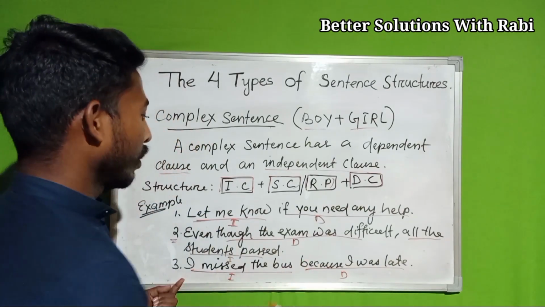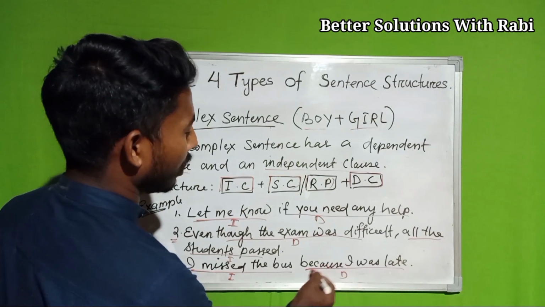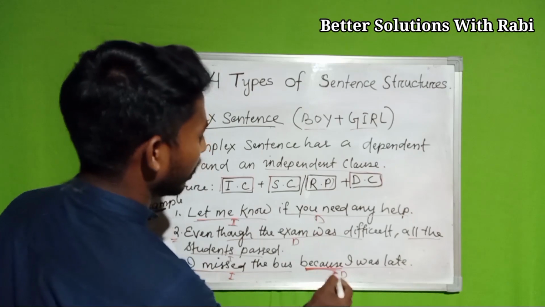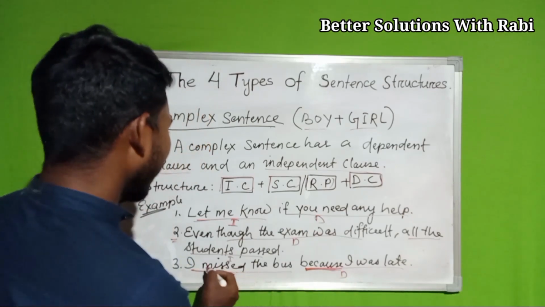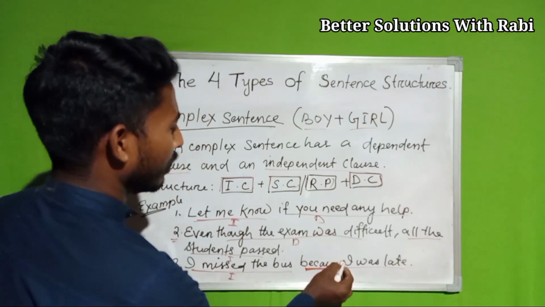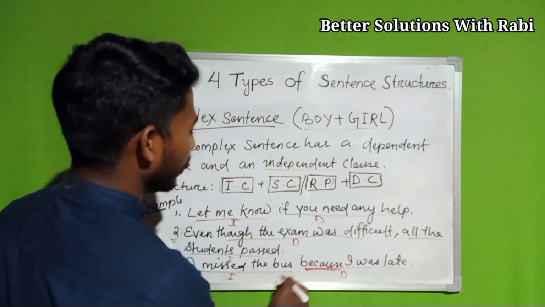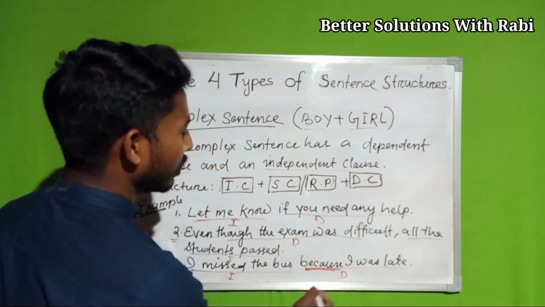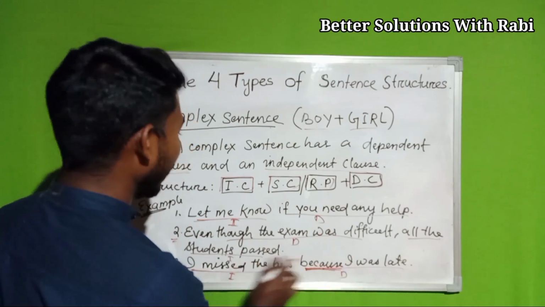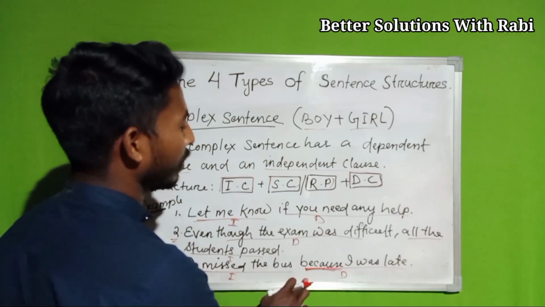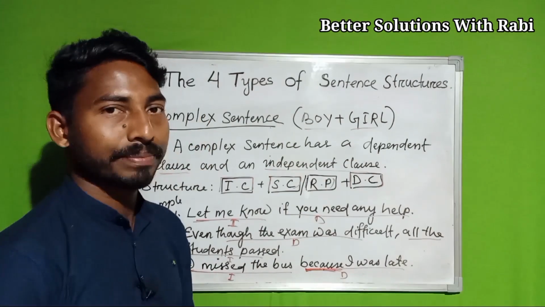So we mix them together, and they are conjoined by this subordinating conjunction. Okay, this is "because," and this "because" makes the independent and dependent sentence together to form: I missed the bus because I was late.